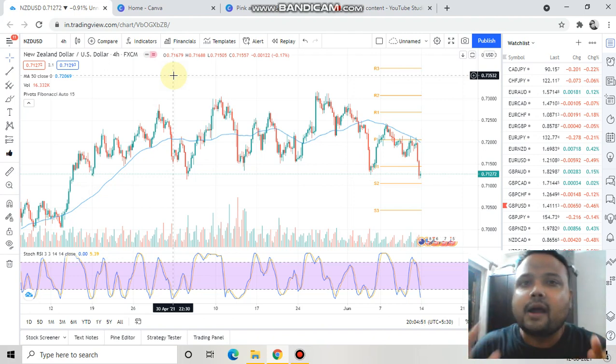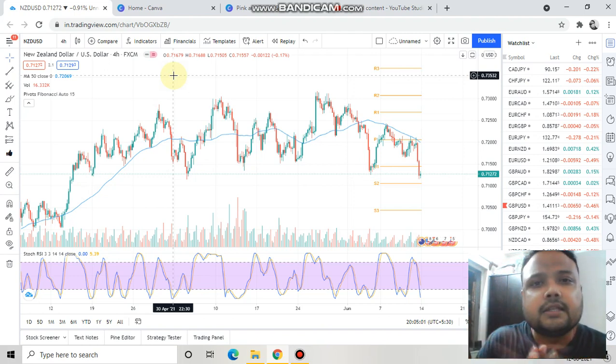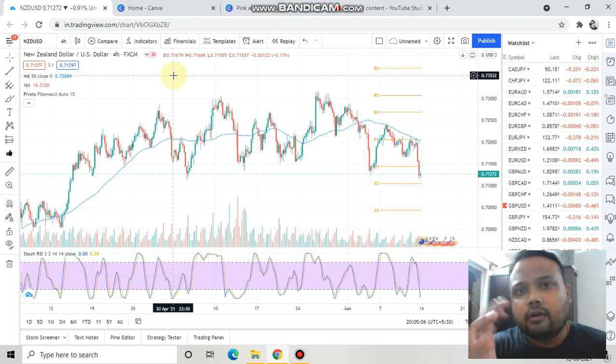Whereas in trending markets, respecting the trend of the market, we should mainly look for buying opportunities if the market is in uptrend, and we should mainly look for shorting opportunities if the market is in downtrend. But in a sideways market, we can look for both the opportunities because the market does not have any proper trend.